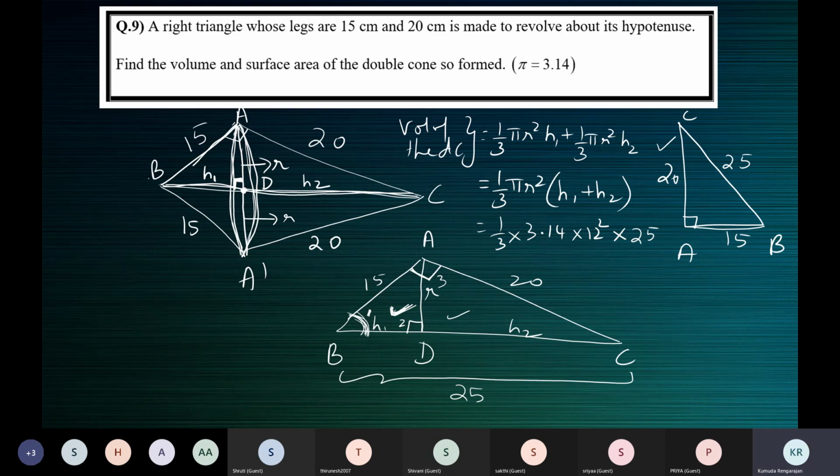That's what I meant by saying you don't have to find H1 and H2, because we don't need H1 and H2 individually. We need H1 plus H2 and that we already know is 25. It's fine if you found H1 and H2, you will substitute 9 plus 16, so you will get 25. Now calculate this, children. This will be the volume of the double cone.